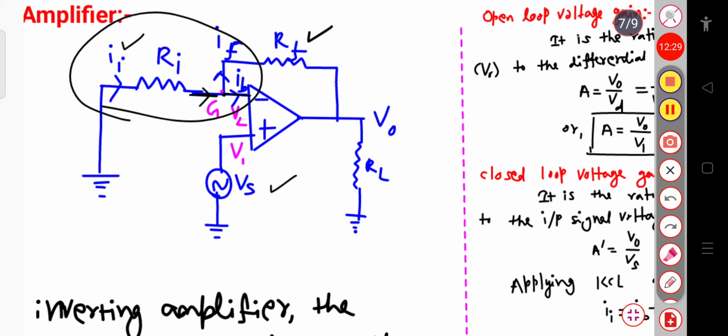Now in this diagram, for this part, the current is II and the resistor connected is Ri, and at the point Z the voltage we have considered is Vs. So for II, since we know V equal to IR, I can write I equal to V by R. In place of V I will write Vs divided by the input resistance Ri. Now I have to write this part.